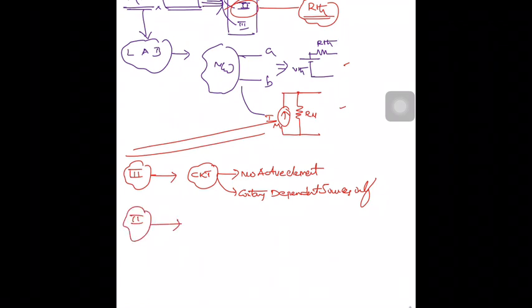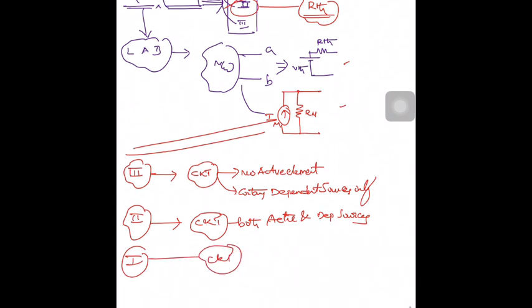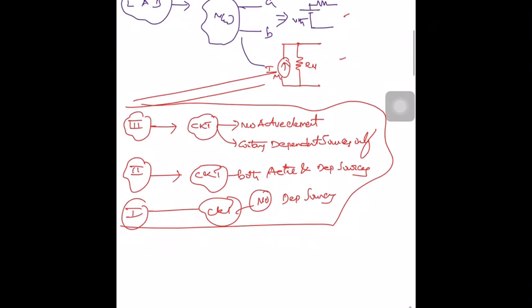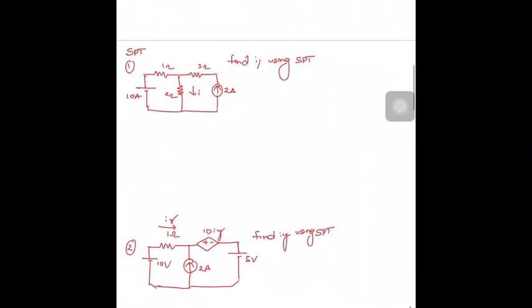And what is category 2? The circuit contains both active and dependent sources. Category 1, the circuit contains no dependent sources. These are the 3 categories. So this is the theory behind the theorems. Now I will explain in detail how to do the calculations, right? Yes.